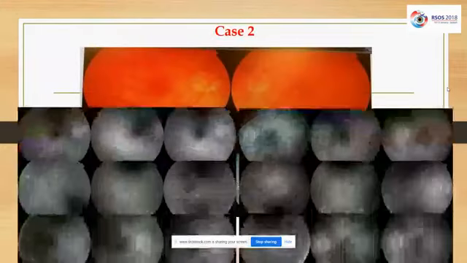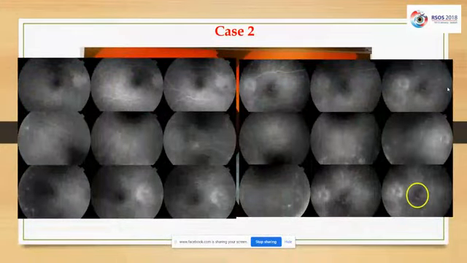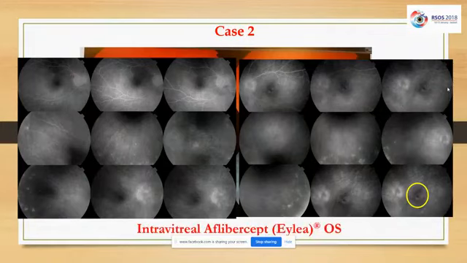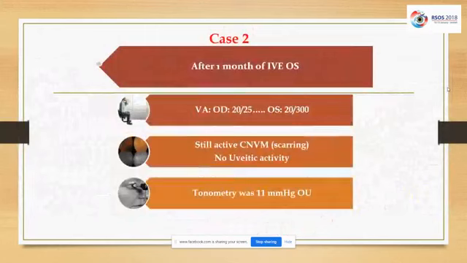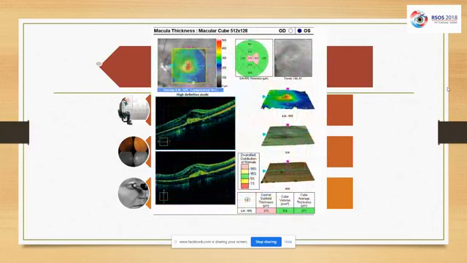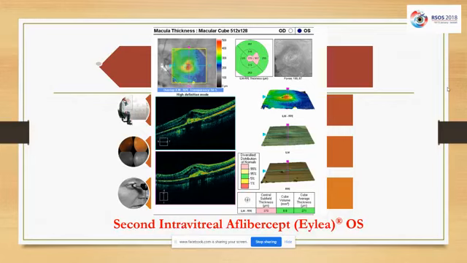So I treated the patient at this stage with intravitreal Eylea in the left eye, and the vision improved from 400 to 300 after the first injection, and it was stationary in the right eye at 225. But still the choroidal neovascular membrane was active after 1 month, and there was no uveitic activity on cyclosporin. So the patient still has an active choroidal membrane, and the second injection was given to this patient. It's a very long history.